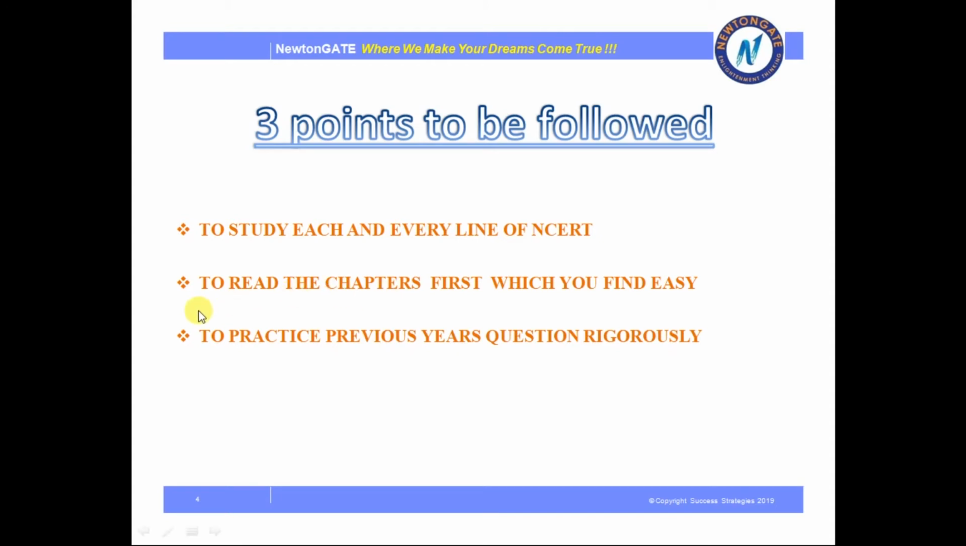Second, read first the chapters which you find easy. Students, there are many chapters in the NEET syllabus that you might find difficult, so don't go for those chapters first. The chapters which you find easy, start preparing with those chapters first.